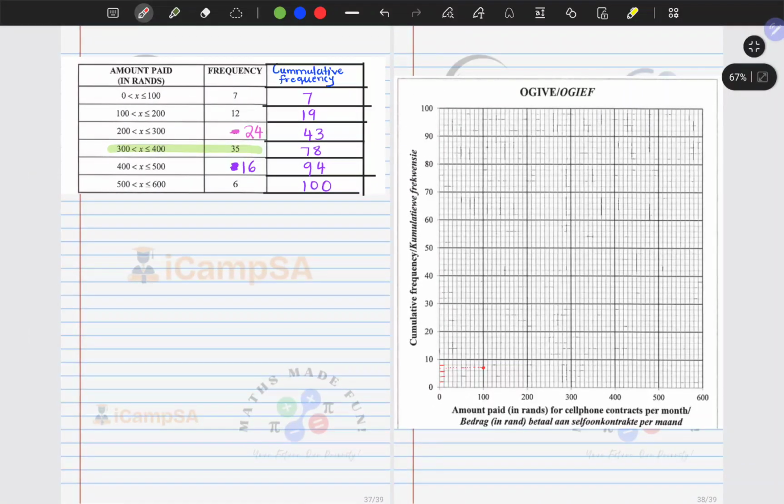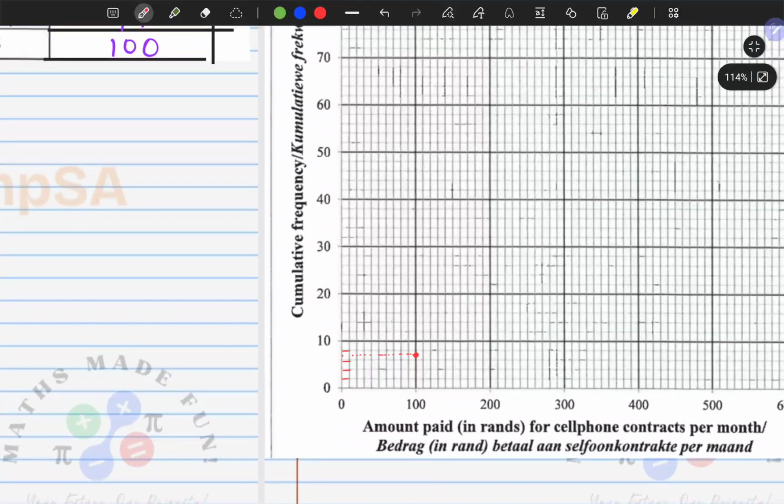So let's go to the next one, which is 200. So 200 is at 19. So 19 is very close to 20. So it's just below there.